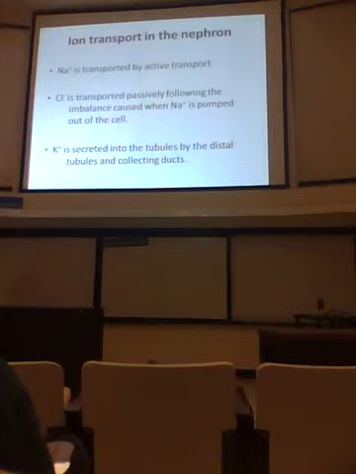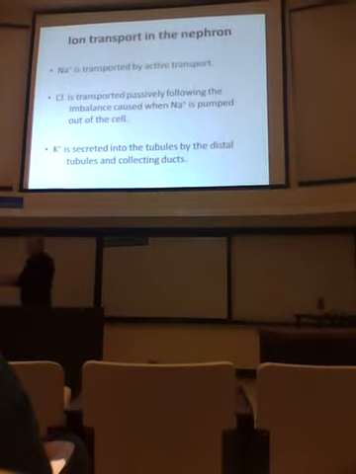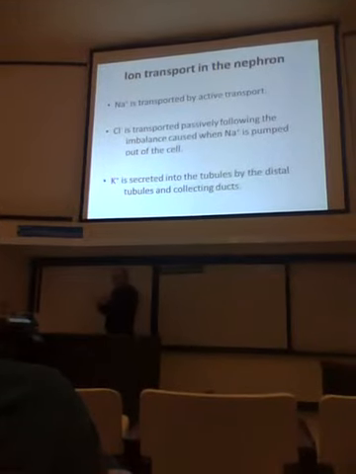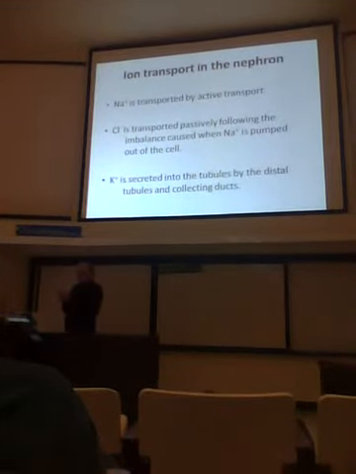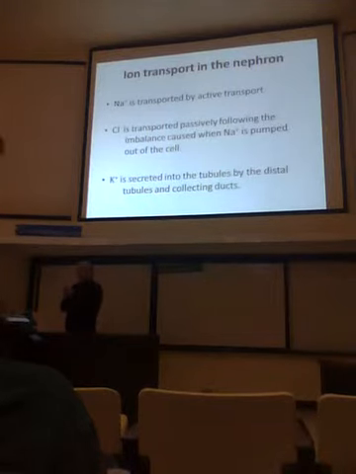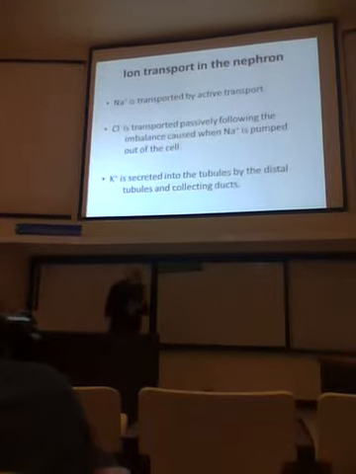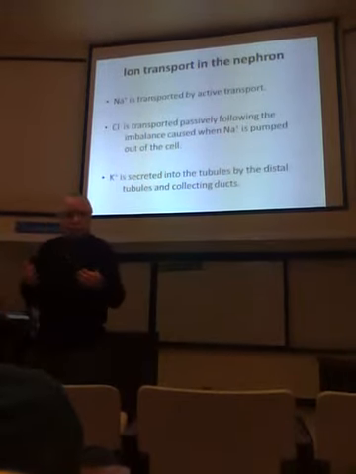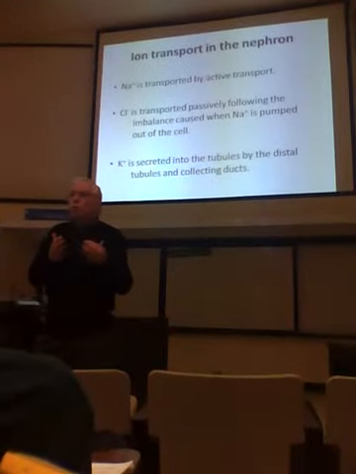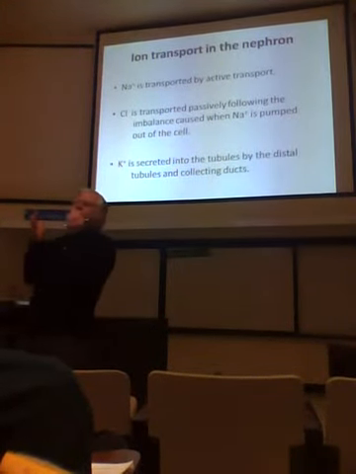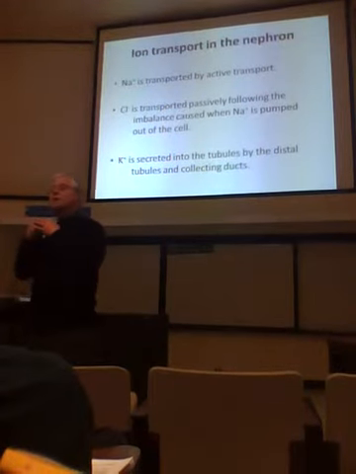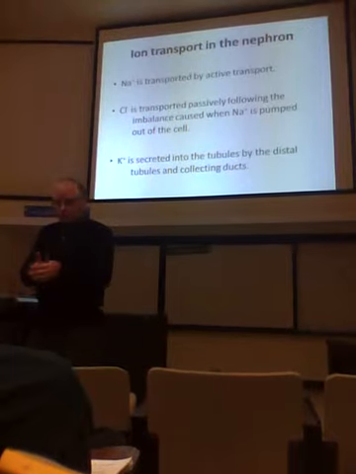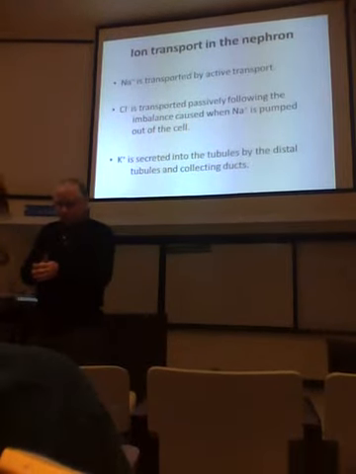Alright, so sodium is transported by active transport. I'll show you pictures of this in a minute. Chloride is transported passively, following the imbalance caused when sodium is pumped out of the cells. Potassium, now sodium, when we talk about sodium, we largely talk about reabsorption. In other words, you're concerned with not losing sodium. You're concerned with reabsorbing sodium into the blood and not losing it in the urine.